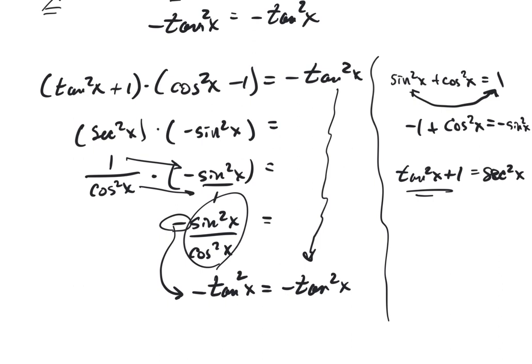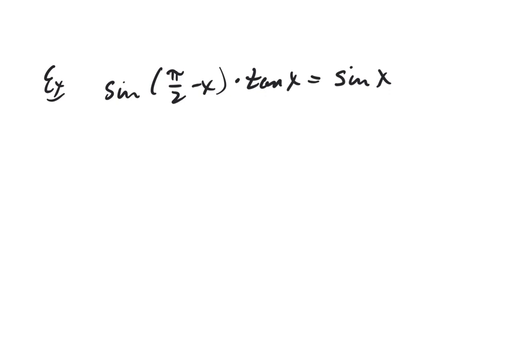Okay? And the last problem I'm going to do for you guys on this video is the following. I'm going to take the sine of pi over 2 minus x and multiply that by tangent, and then we're supposed to show that that's equal to the sine of x. Okay, so how do we go about this one? Again, work one side of the equation until it looks exactly the same as the other. That's what a verifying problem does.